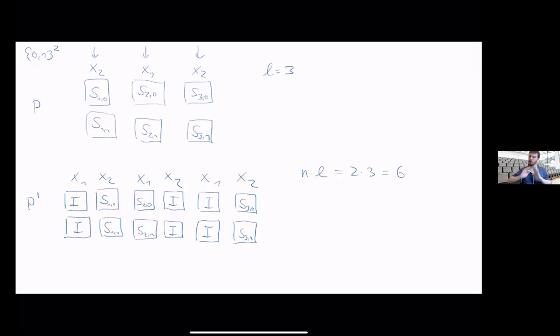So really the only purpose of this transformation is to make it so that the pattern in which I read the inputs, right? First x1, then x2, first x1, then x2, that this access pattern doesn't leak anything about the original program. The matrices themselves may leak everything about the original program. Okay.